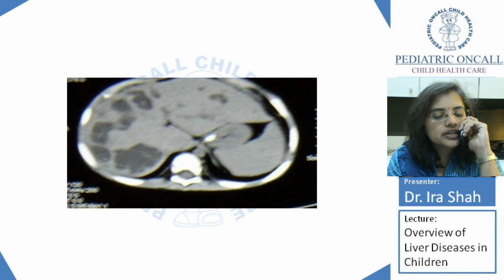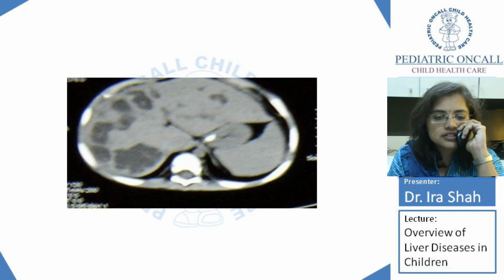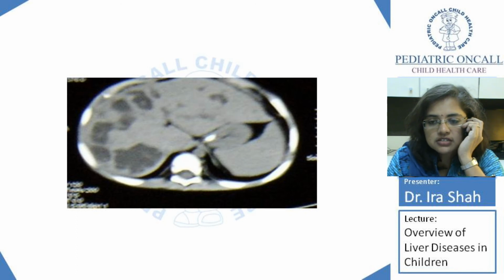This is a child who came to us with jaundice and hypertension and renal failure. This is the CT scan. Can someone tell me what it is? This is Caroli's disease. Caroli's disease with polycystic kidney disease, and you can see all these dilatations of the biliary tract in the liver. So this is Caroli's disease.